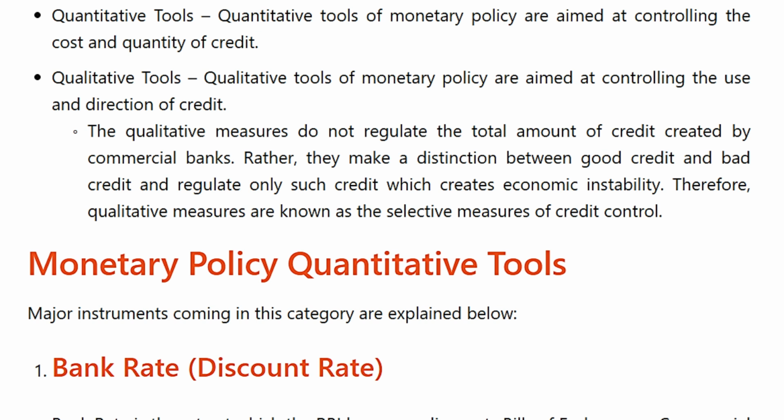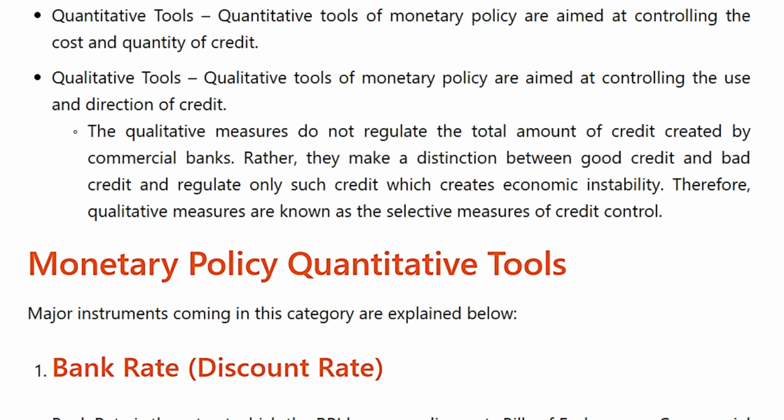The qualitative measures do not regulate the total amount of credit created by commercial banks. Rather, they make a distinction between good credit and bad credit and regulate only such credit which creates economic instability. Therefore, qualitative measures are known as the selective measures of credit control.